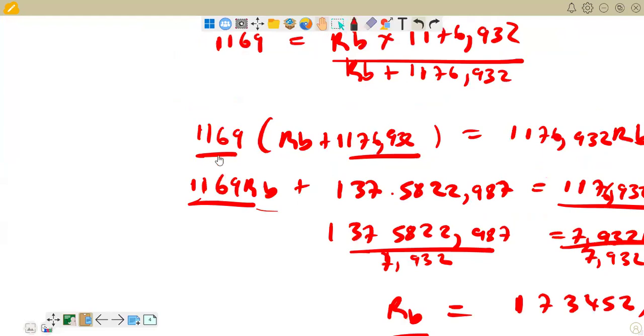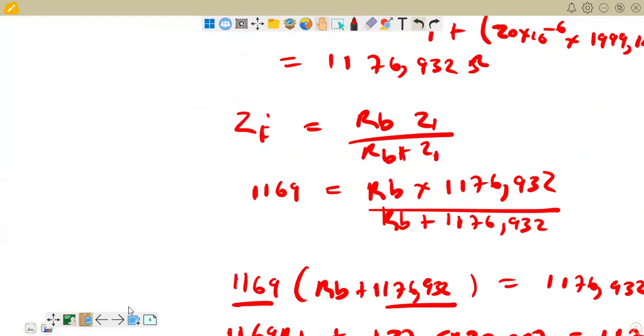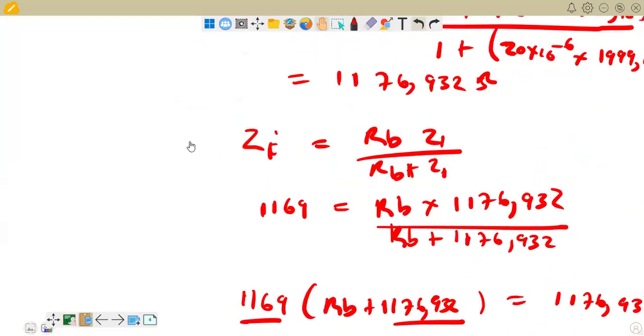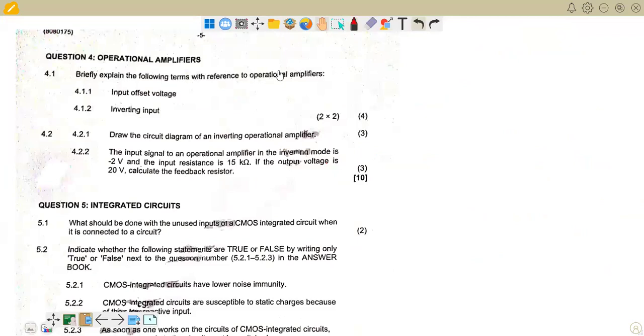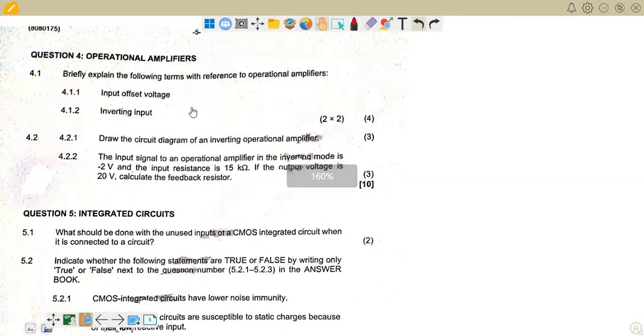So our next question is question number 3. So question number 4, sorry. Question number 4 is saying, briefly explain the following terms with reference to operational amplifiers. The first one is the input offset voltage. So the input offset voltage is the necessary difference between the bias voltages at the input to obtain zero output voltage. That's an input offset voltage, right? Then 4.1.2, inverting input. Inverting input is the input terminal of a differential amplifier which produces an antiphase output when the signal is applied. So actually an antiphase output is also an out of phase output, right?